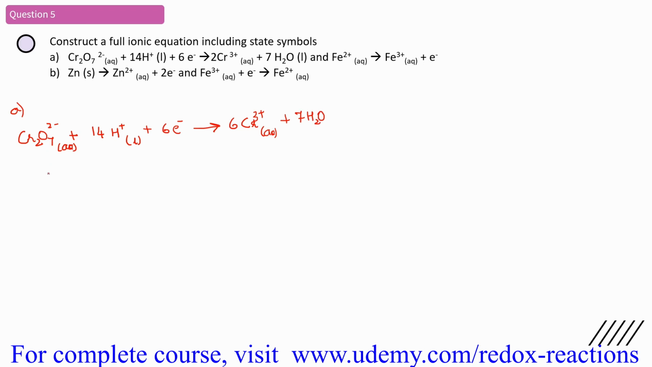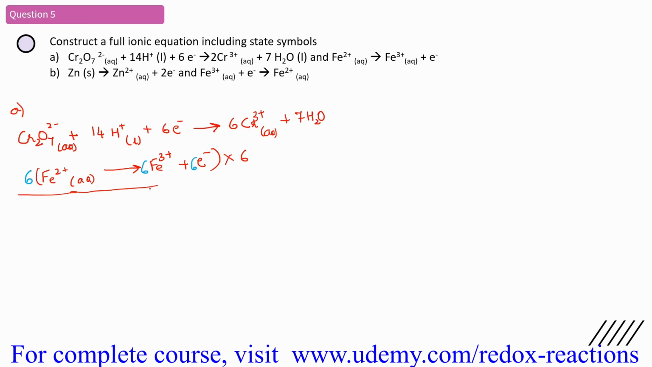The second equation would be Fe²⁺ in aqueous condition giving rise to Fe³⁺ plus 1 electron. Now if we just notice here, there is 1 electron on the product side, whereas 6 electrons are required for the first reaction to take place. Hence we need to multiply this by 6 times. Now when we do so, we will have the reaction as 6Fe²⁺ giving rise to 6Fe³⁺ and 6 electrons.